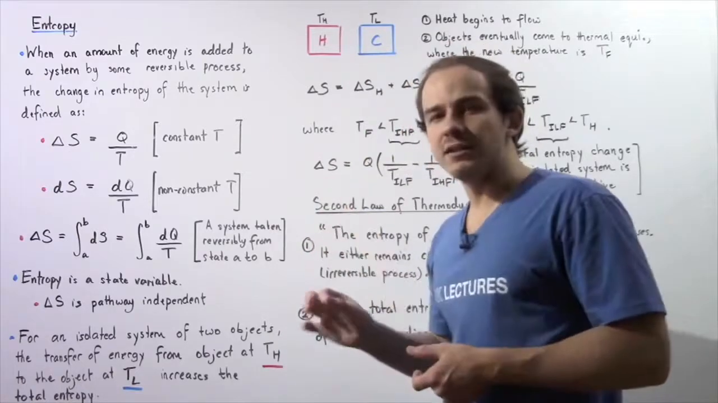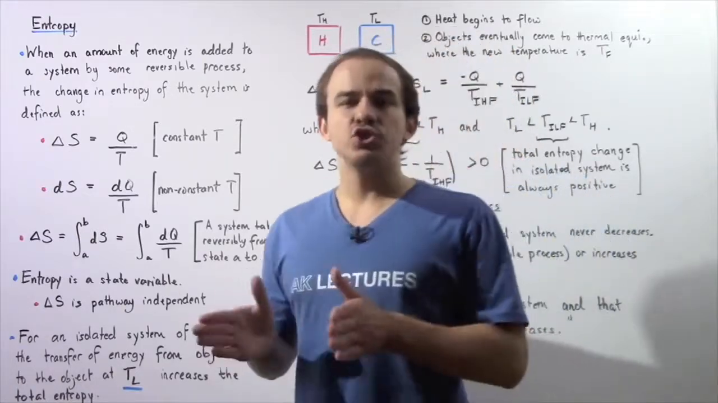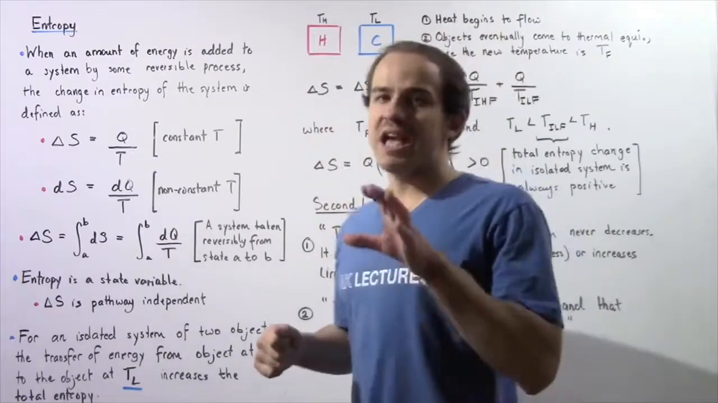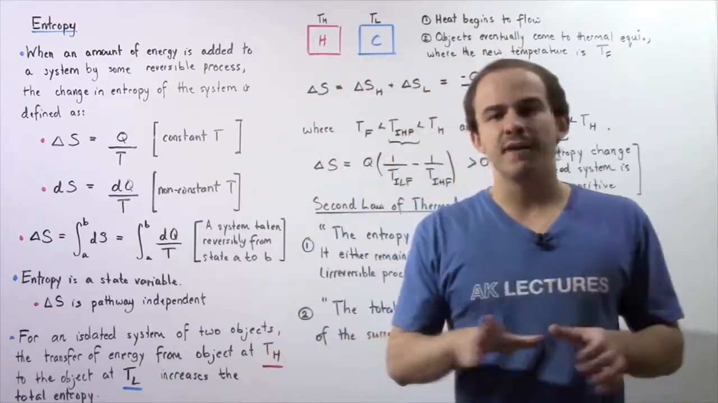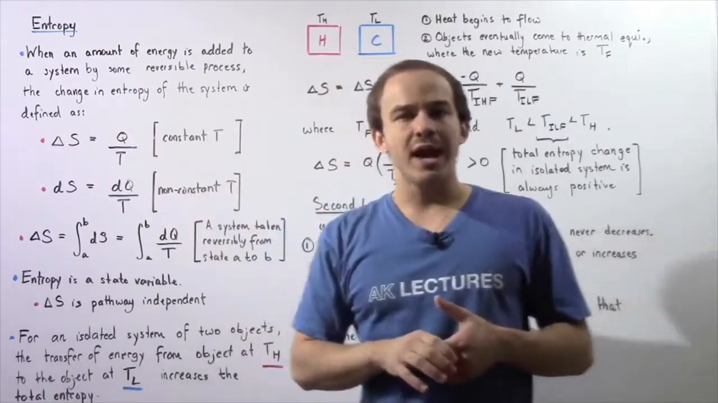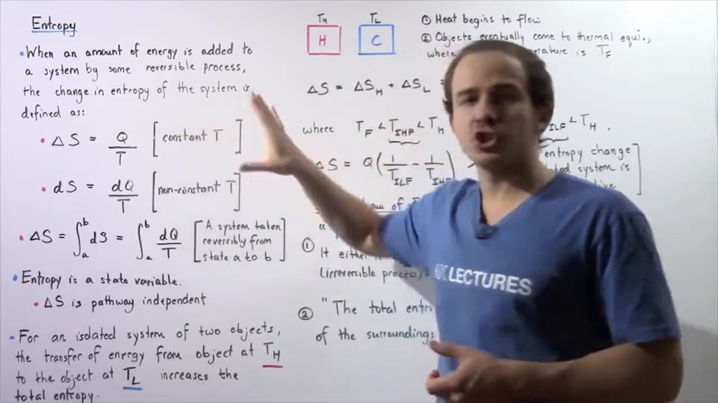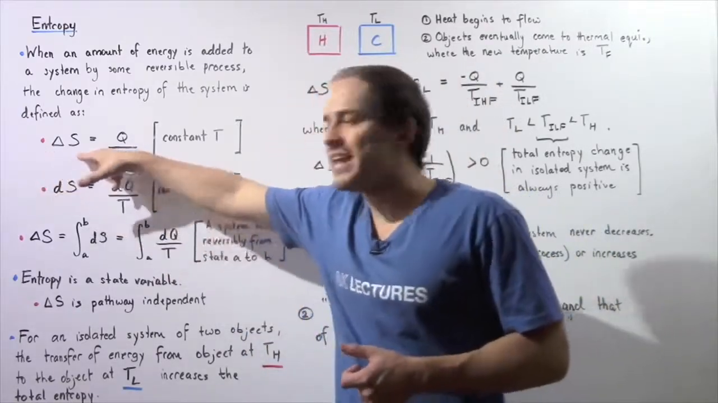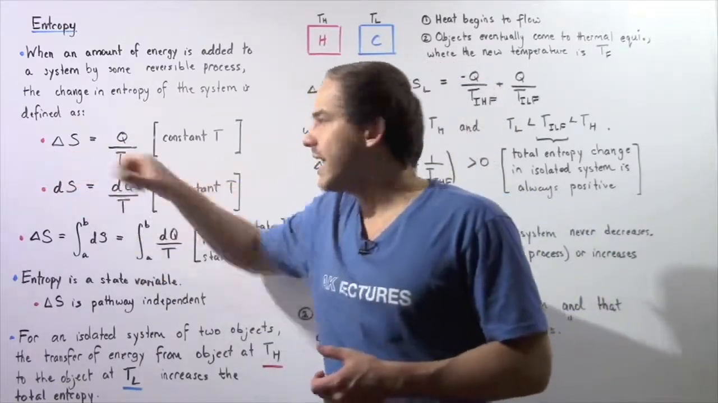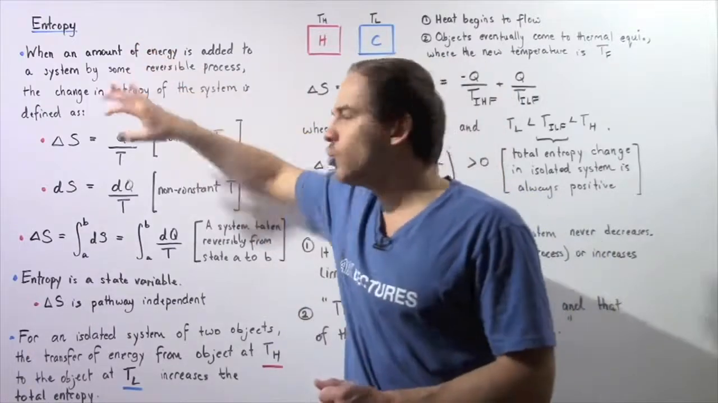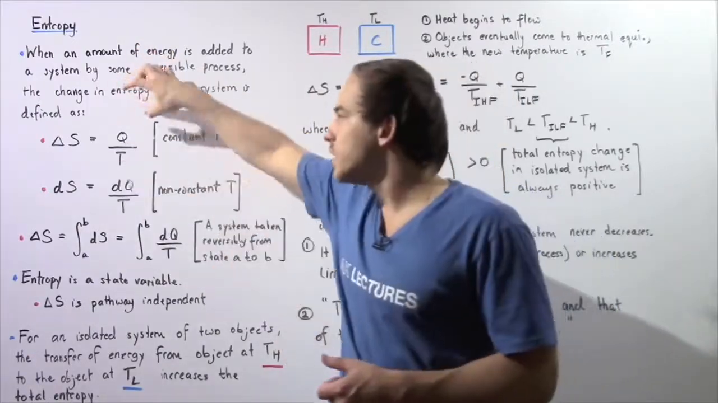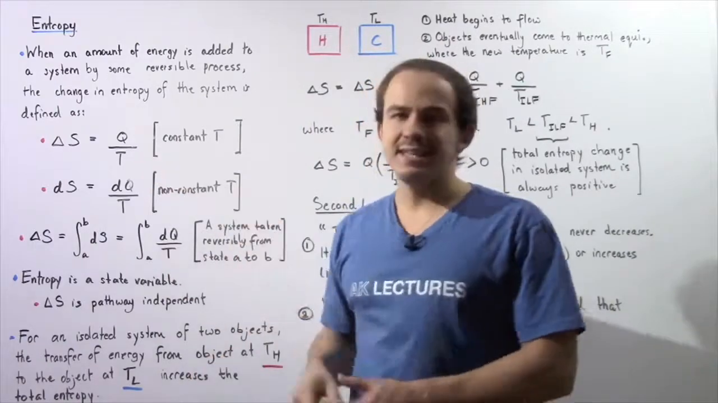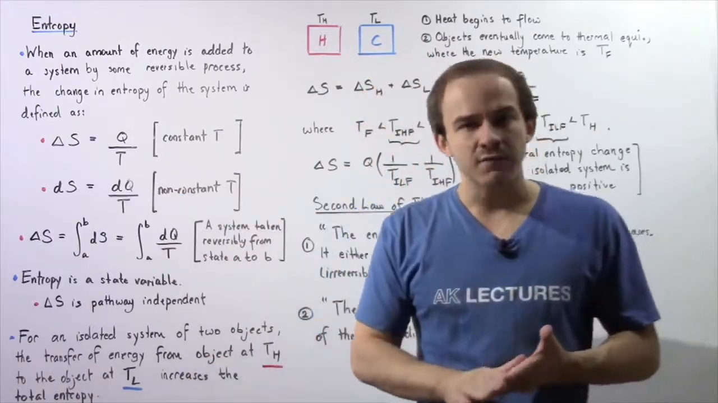So when an amount of energy is added into a system by a reversible process, the change in entropy of that system is defined in the following way. If our temperature is assumed to be constant during that process, then the change in entropy, delta S, is equal to Q divided by T, where Q is the energy that flows into our system and T is the temperature given in kelvins.